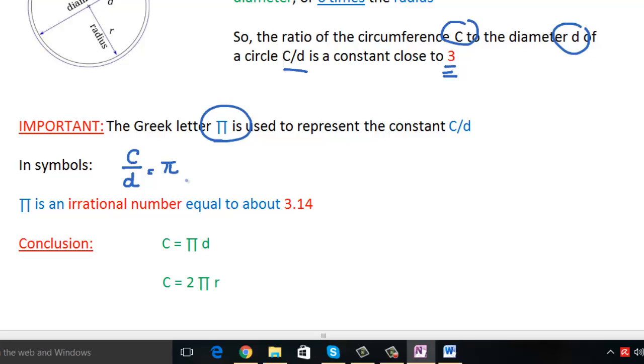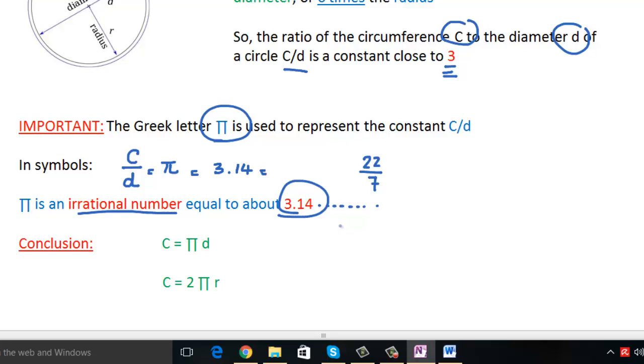What is the value of pi? Pi is an irrational number equal to approximately 3.14, and some students like it in the form of a fraction, so they say 22 over 7. And why do we call it an irrational number? Because this decimal has no end.